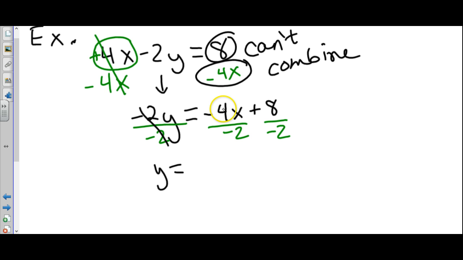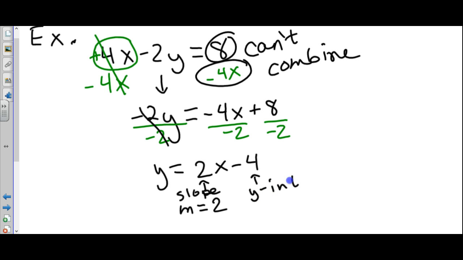That gives us y equals negative 4 divided by negative 2 is positive 2x. 8 divided by negative 2 is negative 4. So now that we have it in slope-intercept form, we can say, okay, this number in front of x, that's my slope, or m. This number behind x, that's my y-intercept, or -4, except we're going to write it in its point form, so (0, -4).